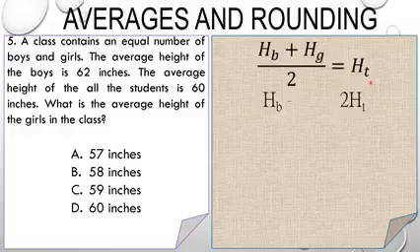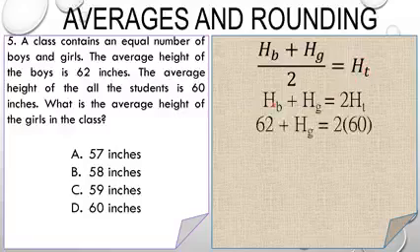Okay? So alam naman natin na yung HB natin or the height of the boys is 62, so papalitan natin siya later. At yung height naman ng mga student, lahat ng student is 60 inches. Okay? Then, yung ginawa ko dito, cross-multiply lang yung 2, minultiply ko to h sub t. Okay? So, ito yung height ng pangkalahatan or general. Okay? So, kaya naging hb plus height of the girls is equal to 2 times the height of all students.